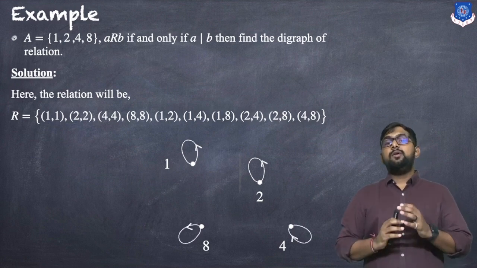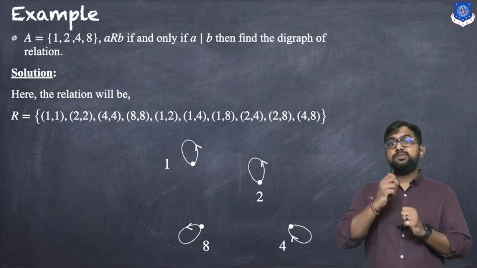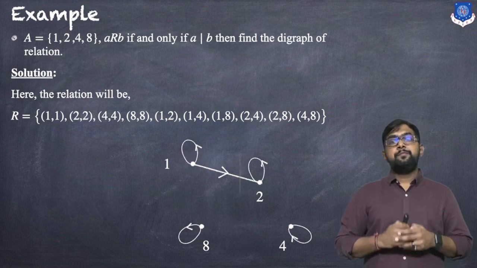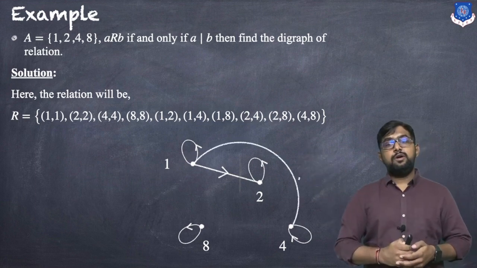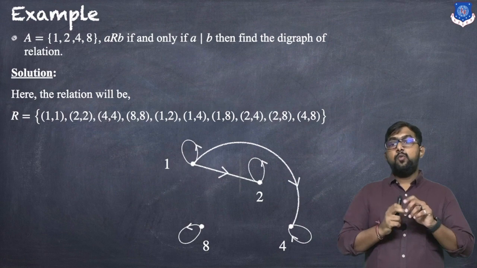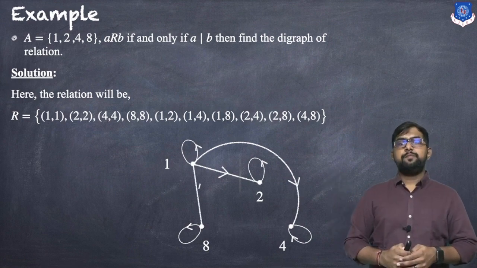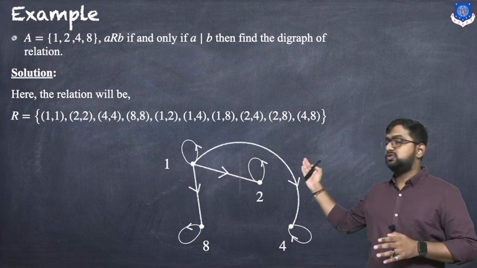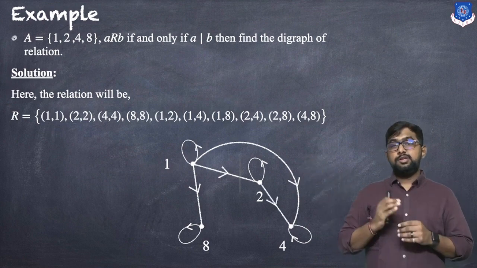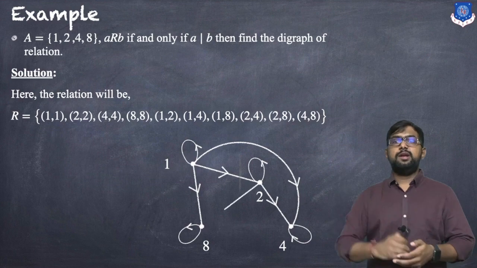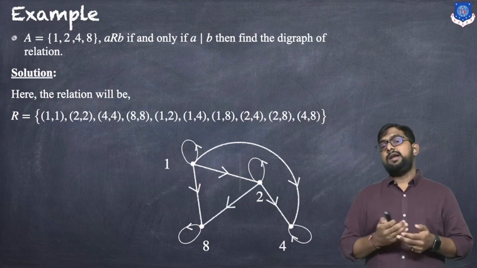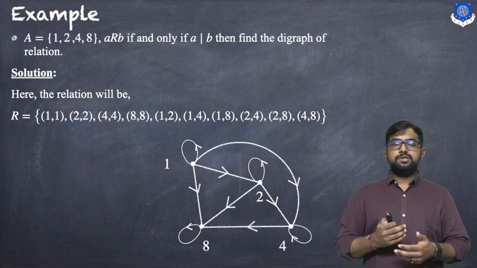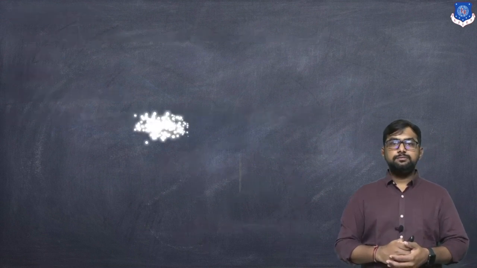Now let us take (1, 2). So 1 is related to 2 by this arrow. Then 1 is related to 4, so this arc with this arrow. Now 1 is related to 8, so this arrow. Now let's go for 2. 2 is related to 4, so that means 2 to 4. Then 2 is related to 8, so 2 to 8 with this arrow. And last, 4 is related to 8, so 4 to 8. So this is how you can draw a digraph. Thank you.